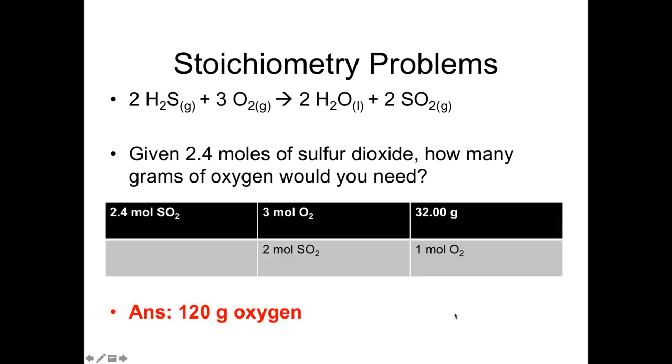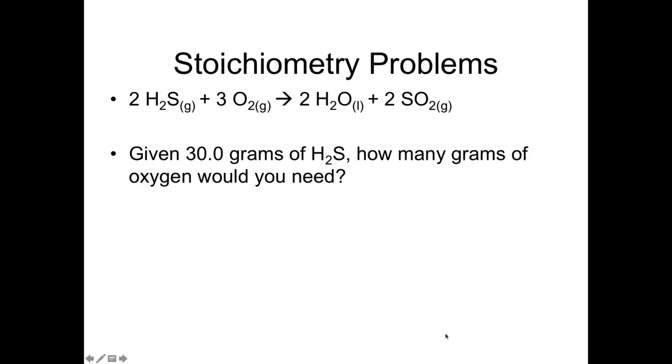So for this one, 2.4 moles of sulfur dioxide, SO2, will be our given in the far upper left. From the balanced equation, I have a 2 in front of sulfur dioxide, so that's going to go down here. I'm going to oxygen, so I have 3 moles of oxygen right here. The molar mass of O2 is 32, so 2.4 times 3 divided by 2 times 32 gives me 120 grams in appropriate significant digits.